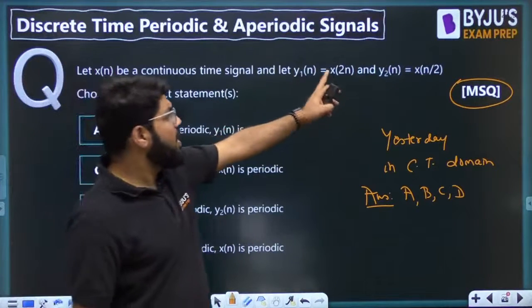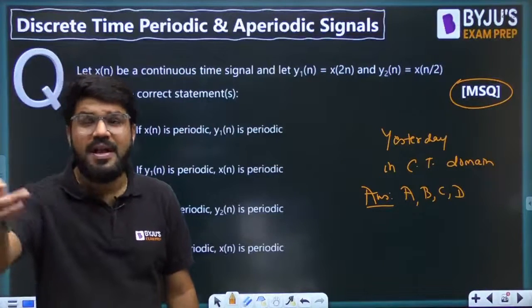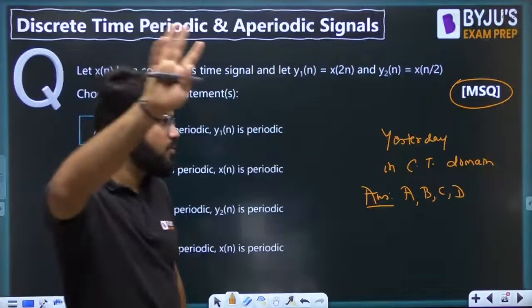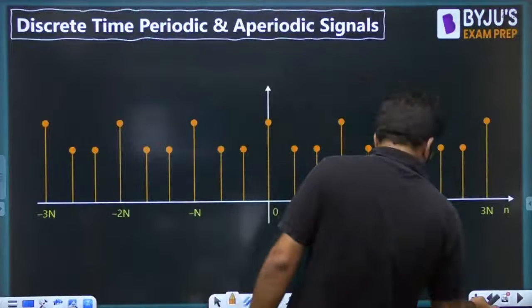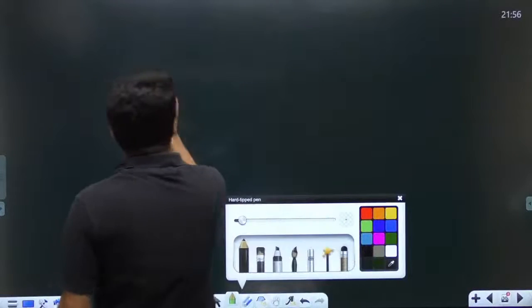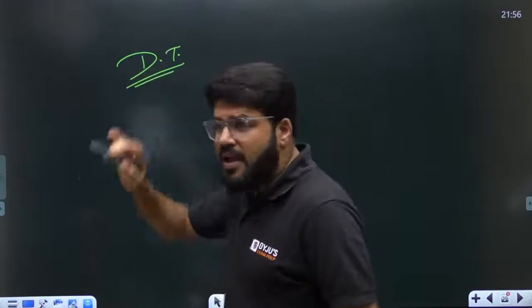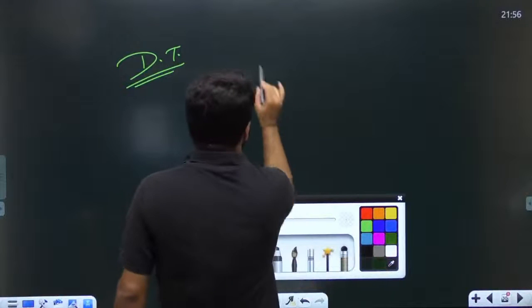What are y1 and y2? The compressed and the expanded form of a signal. In the CT, all 4 options were correct. I have explained this yesterday, you can refer to that. But in the DT domain, are all 4 still correct? You have to keep one thing in mind, that in the DT domain, I have explained it in the very beginning classes only, dear.